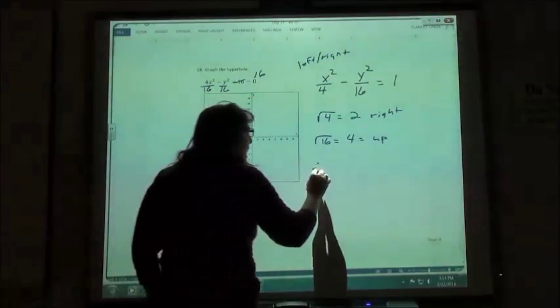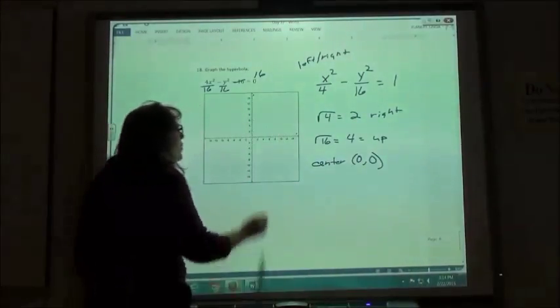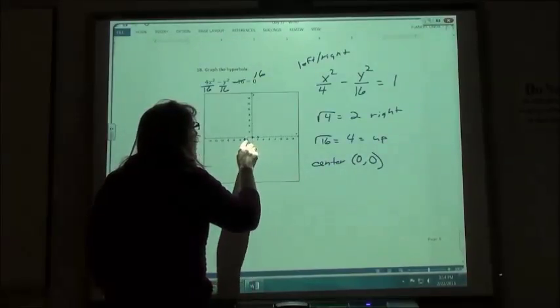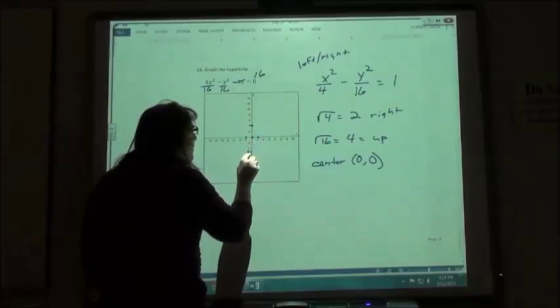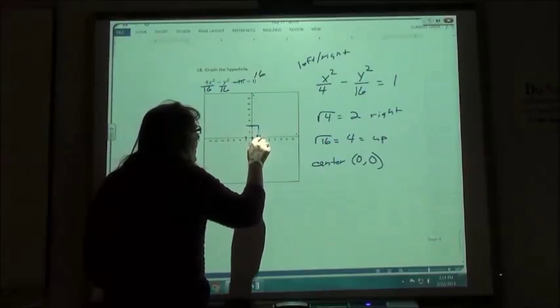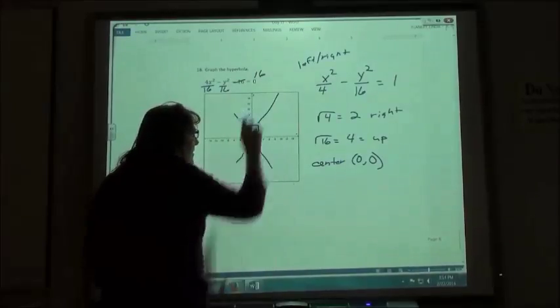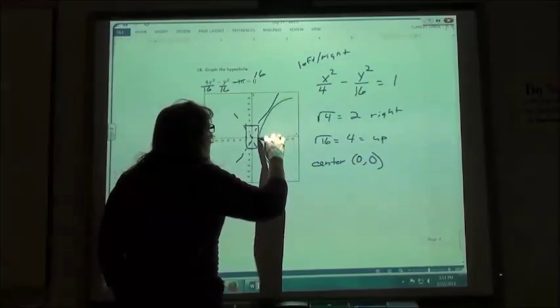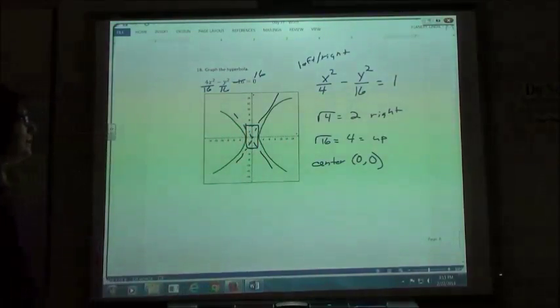So center again, going to be at 0, 0. It's at the origin. So my center's at the origin. I'm going to go 2 to the right first, and then I'm going to open my rectangle by going 4 up. My rectangle is going to look something sort of like this. My hyperbola should open up to the right and the left, and so it's going to look something sort of like that.